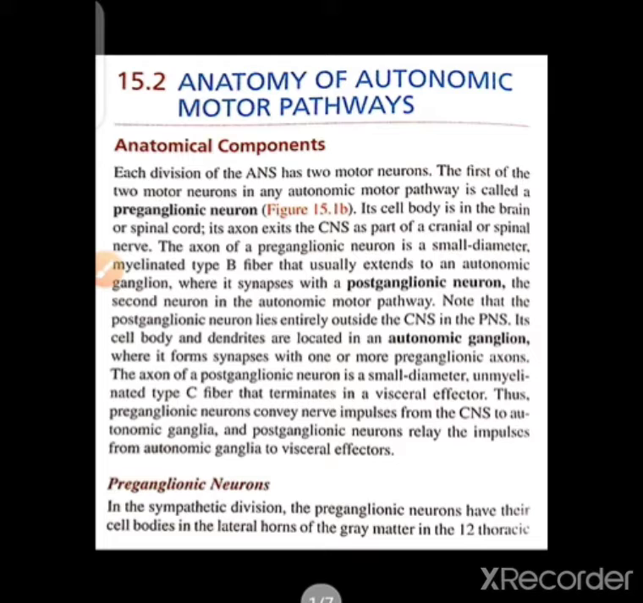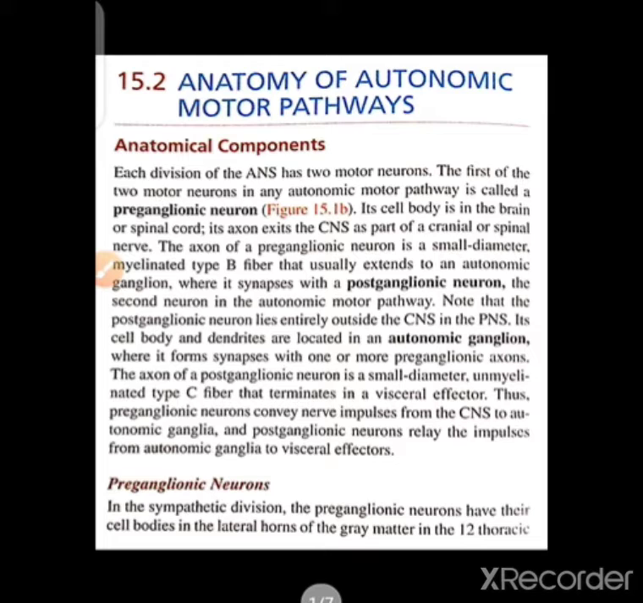The first of the two motor neurons in any autonomic motor pathway is called the preganglionic neuron. Its cell body is in the brain or spinal cord. The cell bodies remain in the brain and/or the spinal cord, and its axon exits the CNS as part of a cranial or spinal nerve.